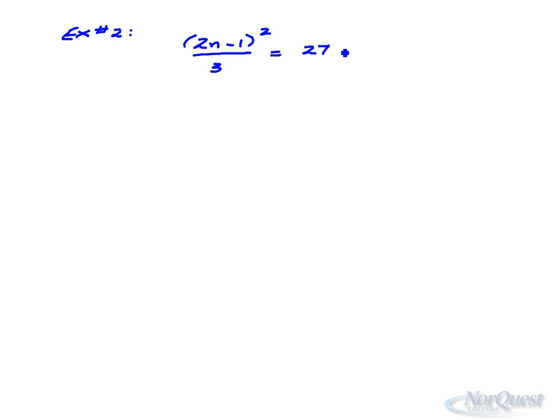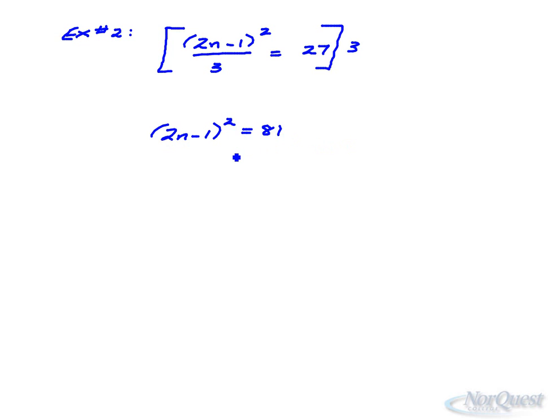First thing we would do is multiply the whole equation by 3 to clear the fractions. Then we can go chase the quadratic term. So multiply the whole equation by 3. It'll leave you with (2n minus 1) squared, and 27 times 3 is 81.